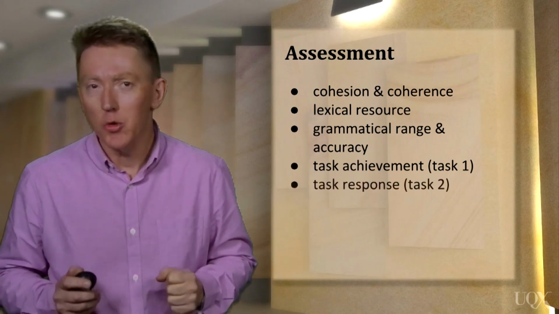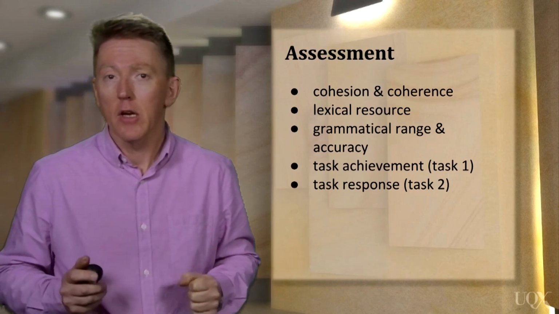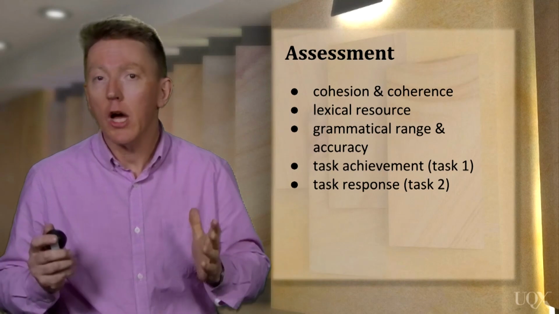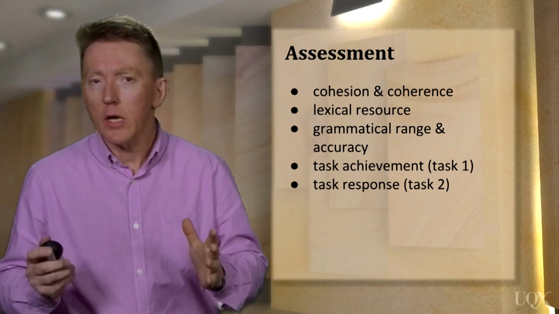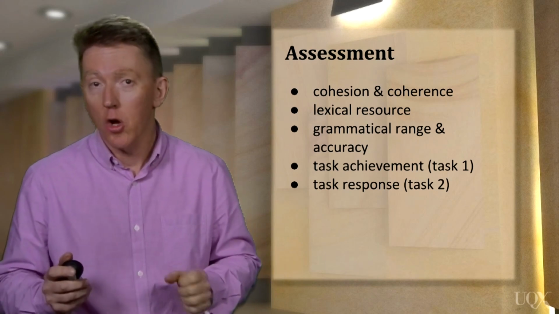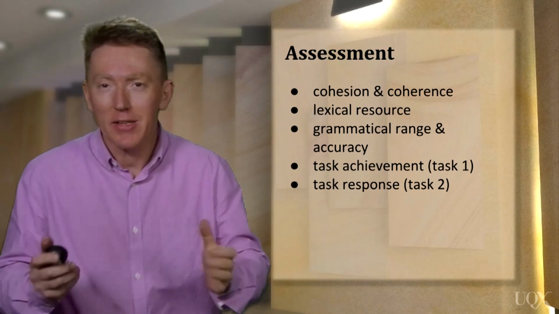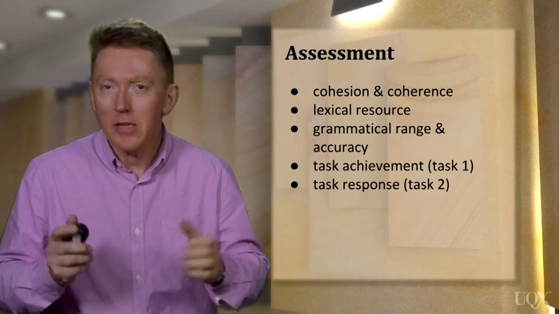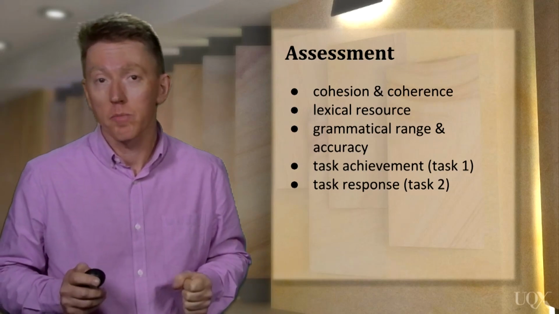In task 2, on the other hand, you need to write an academic essay, so you'll be marked on your task response. Here, the examiner will be looking to see how well you can make and develop your position or argument, and how you support it with evidence and examples. To complete the task using at least 250 words.